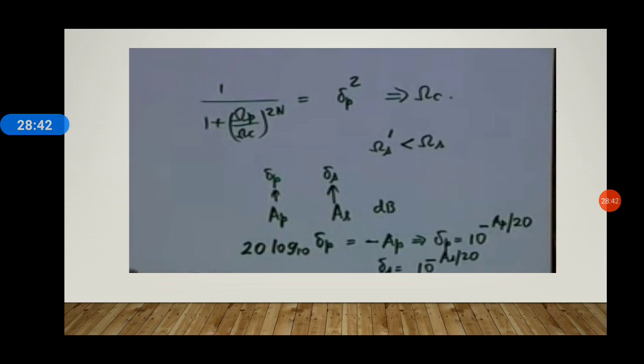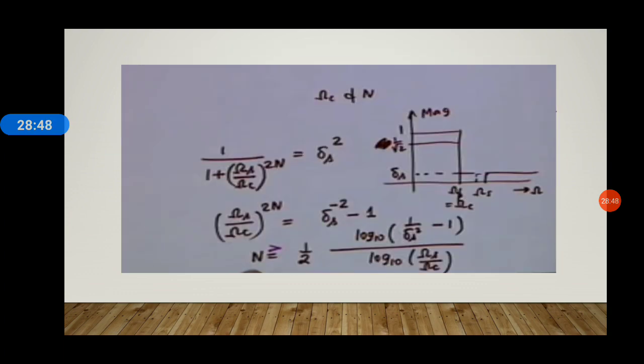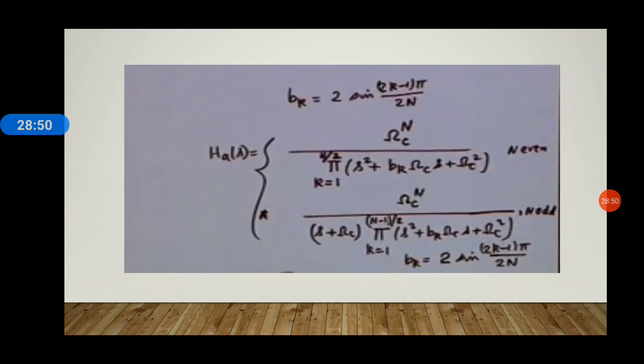Once you have n and omega c, depending upon whether n is even or odd, you need to write the form of H(s). Now, depending again on n, as k varies, bk will vary accordingly, and write H(s) in the product of the sum form. That will give you our H(s).